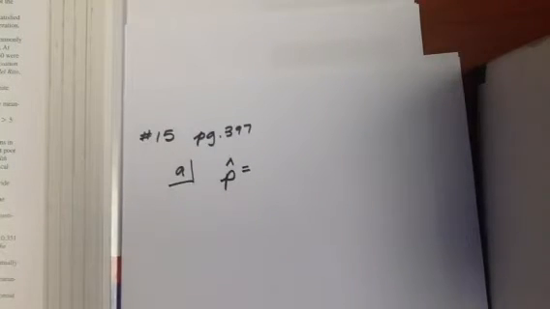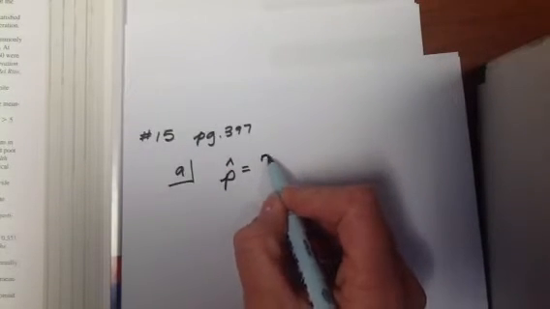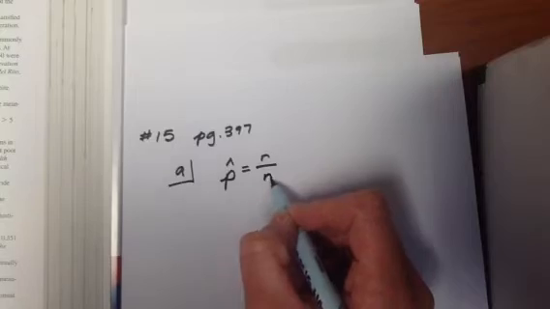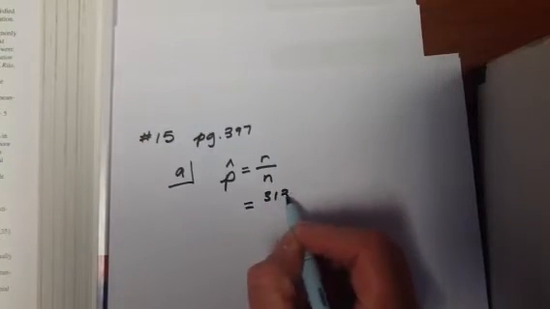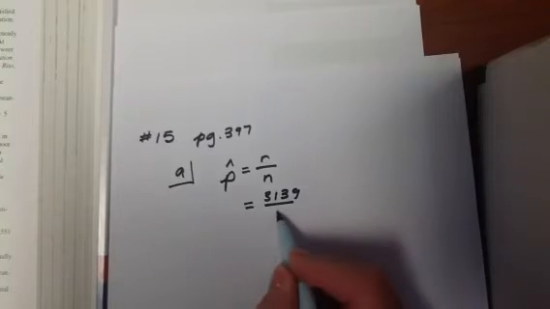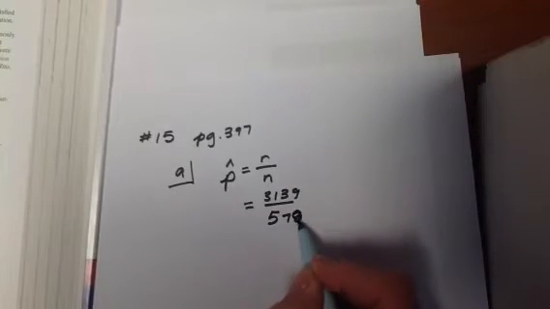And if you remember from the formula in this section, we take the x value, the number, or this book actually calls it an R. Sometimes they call this an x, and divide it by our sample size. So we want the actual number divided by the sample size. The number that provide at least some charity is 3,139, and we divide that by our sample size of 5,792.